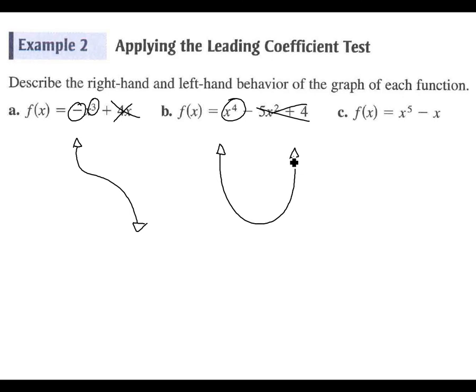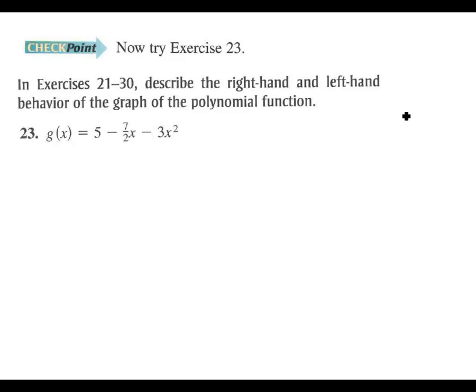Okay? This would be our left-hand behavior. This would be our right-hand behavior. Just as if you put your hands right on the graph, left hand and right hand. And finally, x to the 5th, we don't care about that. It's going to start low, do some things, and finish high because it's a positive. Okay? And so you need to see if you can tell me what's going on in 23.